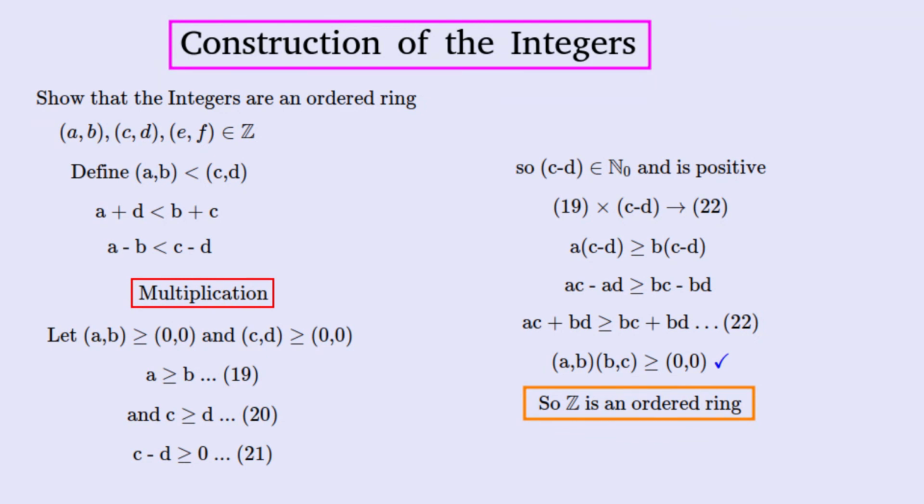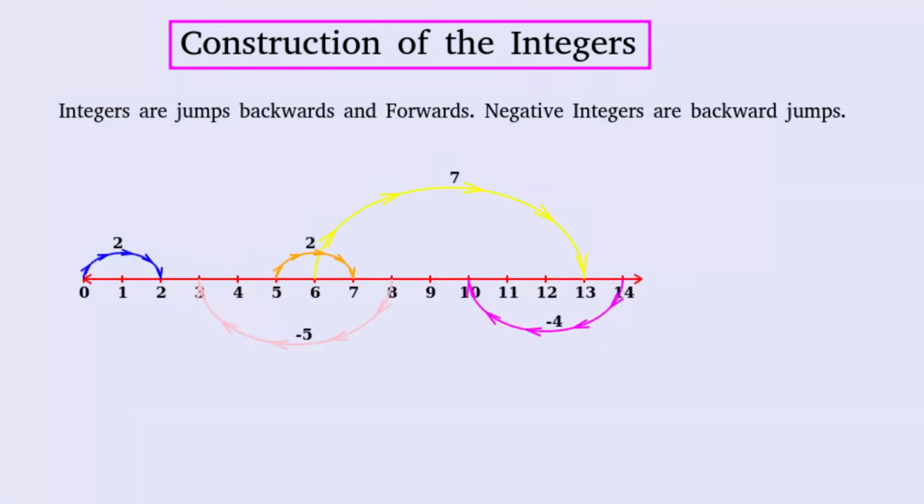We can lay all of these numbers on a line. So now to look at what integers actually are. In this picture, they are all of the possible jumps forwards and backwards. Backward jumps are negative integers. The set of all jumps 7 places forward is the integer 7.